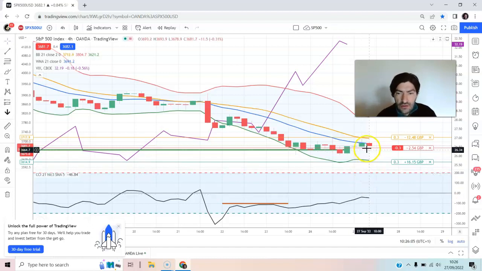I went long late Friday. Yesterday was stopped out. Would have probably reached my target, which was about here, but I was stopped out before that. But a very small move it was, as you can see, from Friday, relatively.